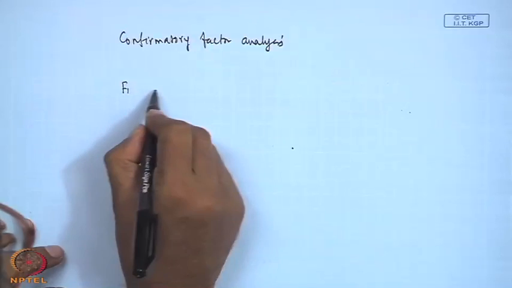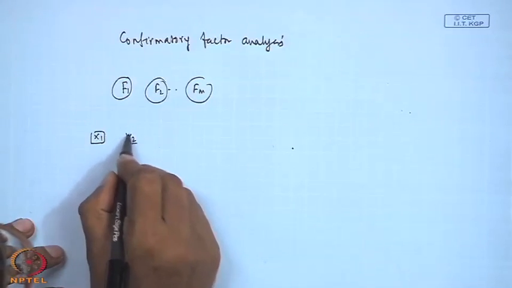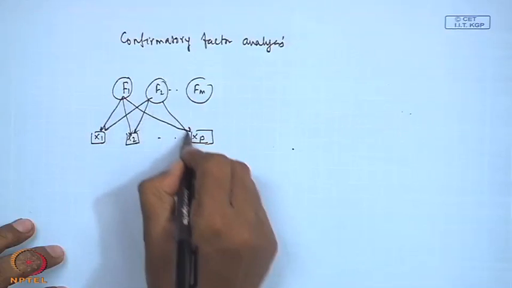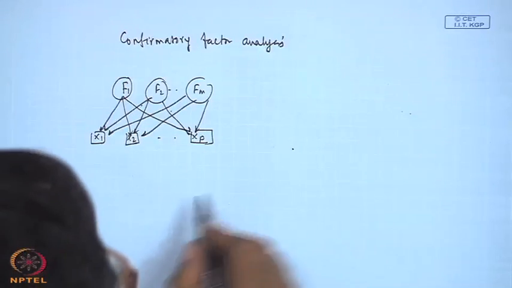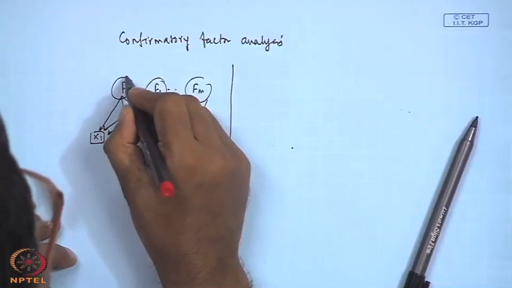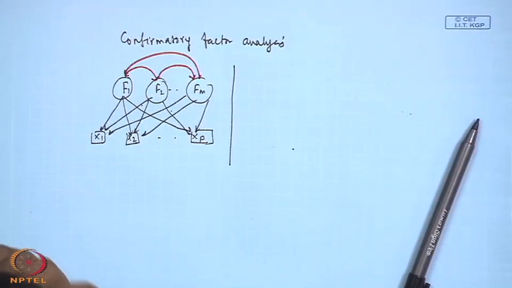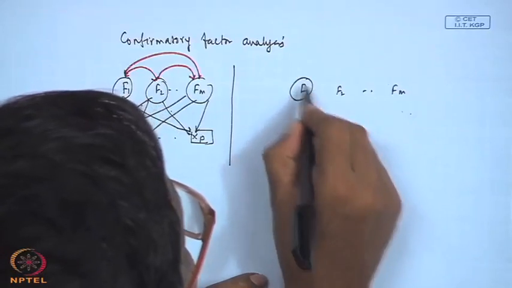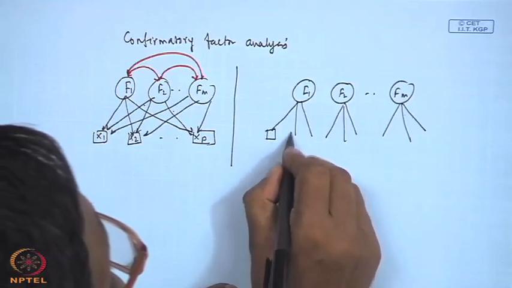In exploratory factor analysis, you have m factors and there are p observed variables, and you are linking each like this. When it is orthogonal there is no relationship, but when it is oblique there will be relationship between the factors. So, orthogonal and oblique. Confirmatory factor analysis will be similar, but with a very important difference. This difference is that I know which factors are linked with which variable.